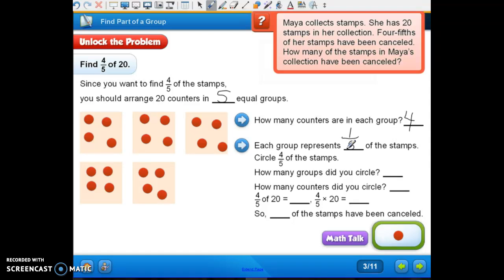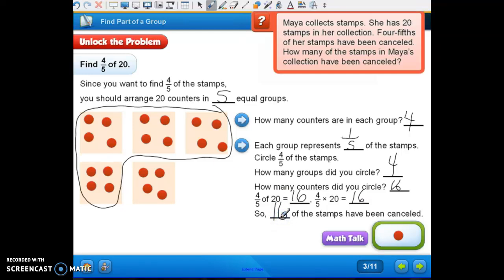How many groups did you circle? They wanted us to do 4/5, right? We circled 4 groups. How many counters did you circle? What's 4 times 4? 16. So 4/5 of 20 is 16. 4/5 times 20 is 16. So blank of the stamps have been canceled. 16. Let's look at this part.